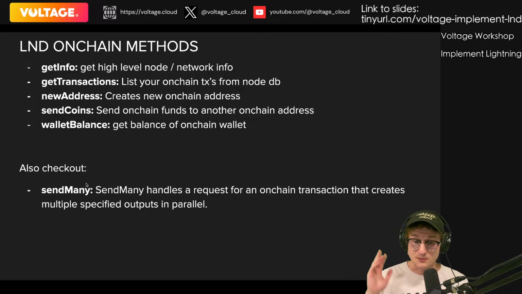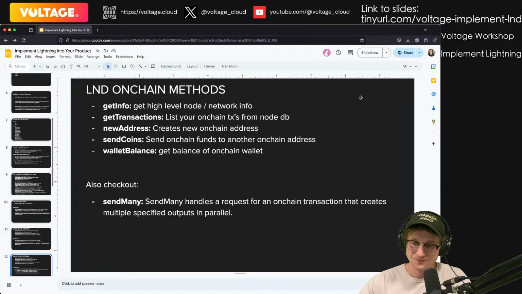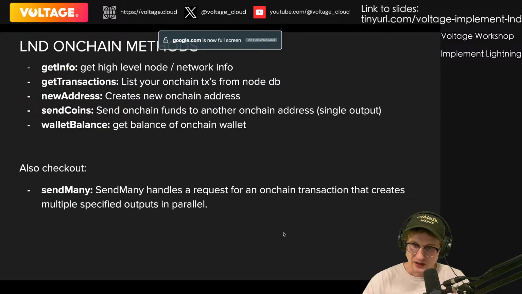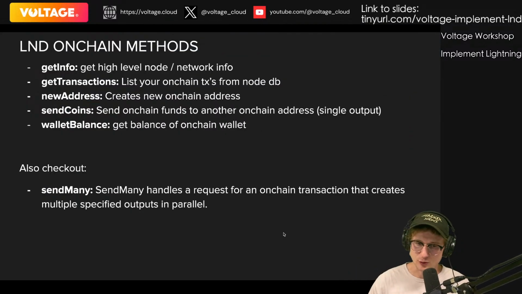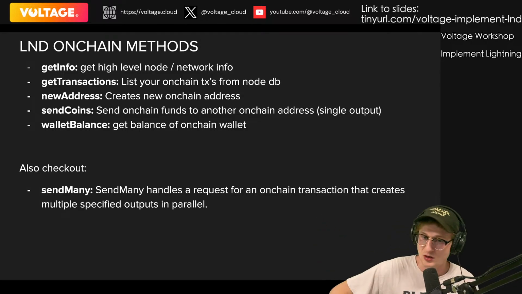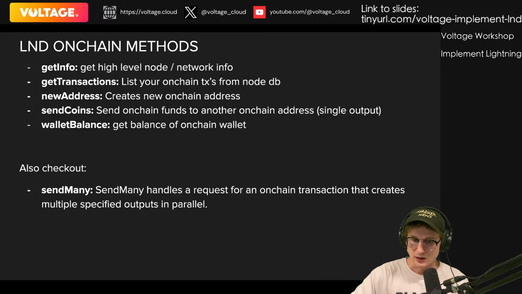Also check out SendMany. SendMany handles a request for an on-chain transaction that creates multiple specified outputs in parallel. This is a little bit different because send coins here sends on-chain funds to another on-chain address. I should really add to it and say single output, because you can only have one output in that method. So think of it as sweeping all of your Bitcoin off your node to an address. And so SendMany will be multiple outputs. That's the real difference there.